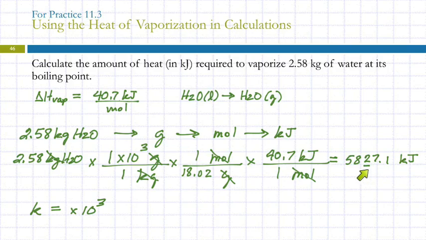If I want to round this to the nearest 10, it's closer to 5,830 than it is to 5,820, right? Because the next digit is a 7. So I could call this 5,830 kilojoules.